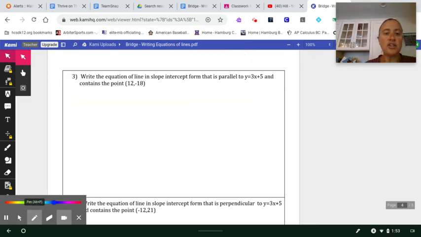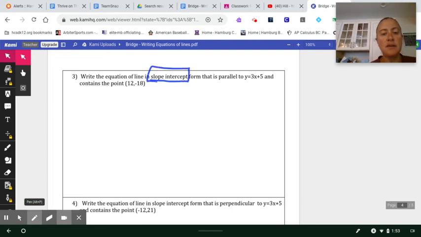All right, write the equation of the line in slope intercept. So at the end of the day, we want to see a slope and an intercept. That's the mx plus b we're looking for. That is parallel, so ding, ding, ding, there's a keyword, to that function, and contains the point 12, negative 18.